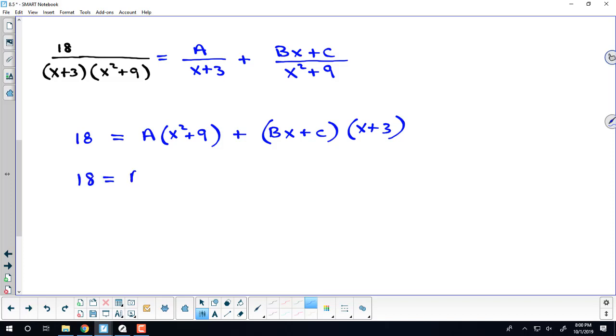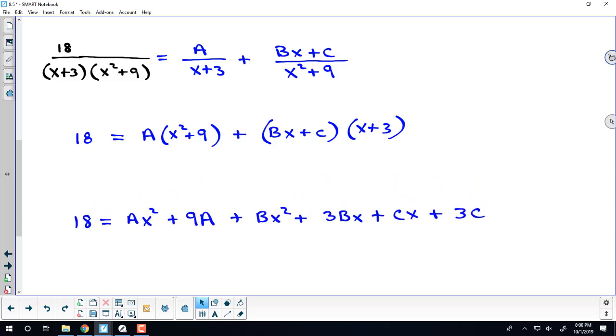So we'll have ax squared plus 9a, plus we have bx squared plus 3bx, plus cx plus 3c. So do you want to go ahead and do the shortcut to figure out what A is, and then use this equation to figure out what B and C are?